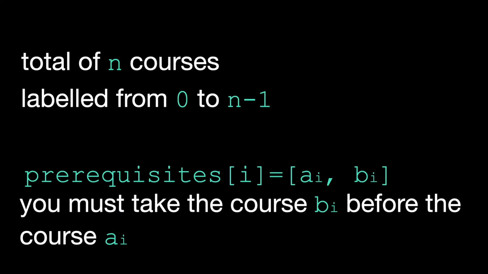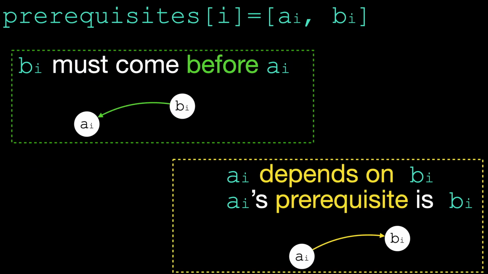Let's first look at the problem description. We will have a total of n courses. They are labeled from 0 to n-1. We will have another two-dimensional array prerequisites. The ith element of this prerequisite will be an array with value ai, bi. It means you must take the course bi before the course ai.